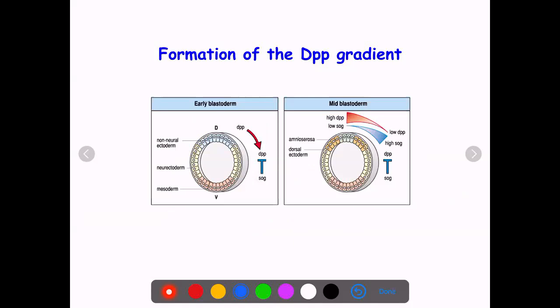So that's how DPP can form the gradient. SOG is also a secreted protein, so it can also go all the way up. Usually they will also form a gradient. So on the top, SOG is very low and DPP is very high. That's why they can form this kind of nice little gradient, with very, very high dorsal activity, and then as they go laterally, they will have less and less dorsal activity.